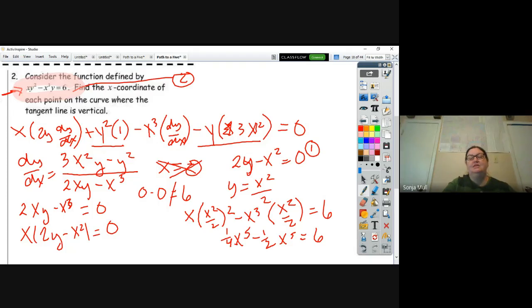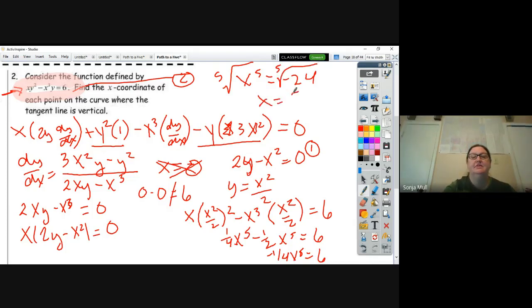So these are both x to the 5th, so 1/4 minus 1/2 is negative 1/4 x to the 5th is 6. And so I get x to the 5th is negative 24. Then I take the 5th root of both sides, and I can take the 5th root of a negative number. So x is the 5th root of negative 24. Not pretty, but there's my answer.